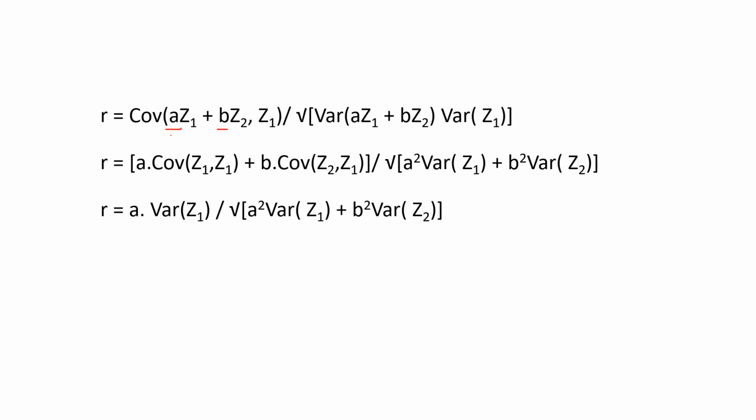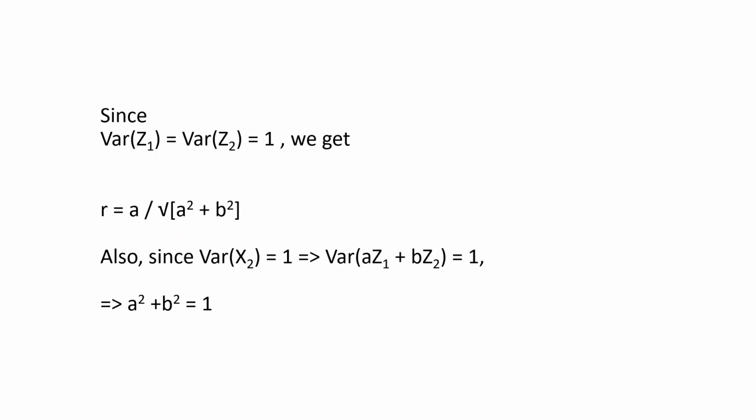So first we substitute the value of X2 as aZ1 plus bZ2 in the numerator and also in the denominator here. And then we expand the covariance terms. So we get a times covariance of Z1 and Z1 plus b times covariance of Z2 and Z1. So this will become the variance term of Z1 and this would be 0 because the covariance between Z1 and Z2 is 0. Similarly, we expand the denominator variance terms. We get a squared variance of Z1 plus b squared times variance of Z2. So finally we get this term, and then we have to substitute the variance of Z1 and Z2 equal to 1 because they are standard normal random variables.